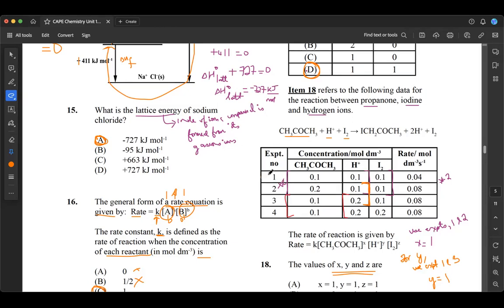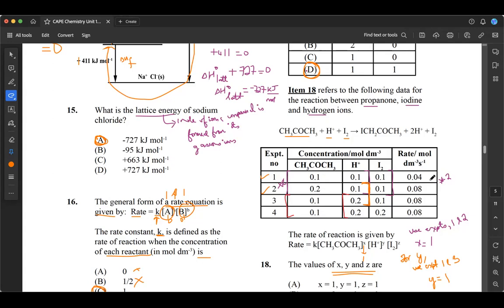And it looks like in experiment 1 and 2, that would work, where we keep those 2 constant and we change the propanone, right? So between experiment 1 and 2, we're doubling our concentration of propanone. And when I double my concentration of propanone here, we see that we get a doubling of the rate as well. So that means that the reaction is first order, right? With respect to propanone, and that's that X here. So that X would be 1. Right? It's first order because if I double the concentration of propanone, I double the rate.